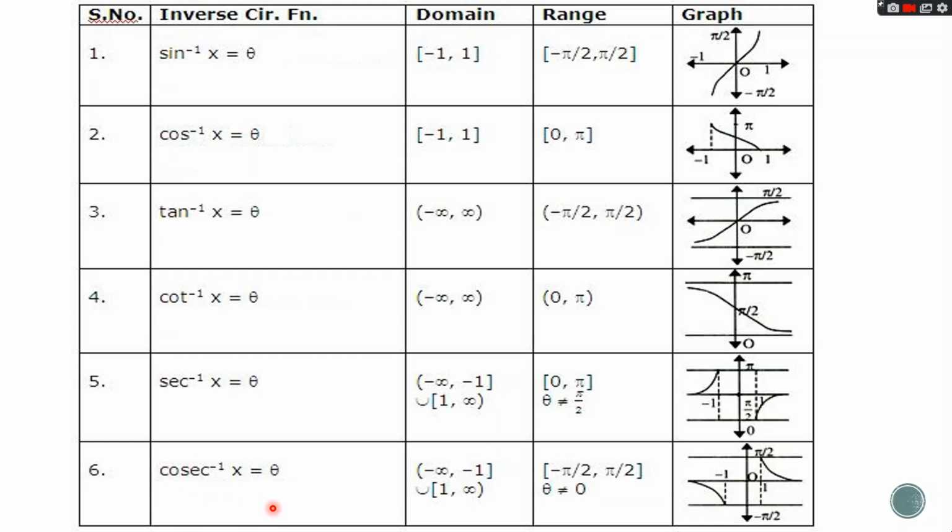Then cosec inverse x, domain is -infinity to -1 union 1 to infinity and range is closed interval minus pi by 2 to pi by 2, but exclude this point 0. Why are we excluding these points? Here we have excluded pi by 2, here we have excluded 0 because the function is not defined at these points.